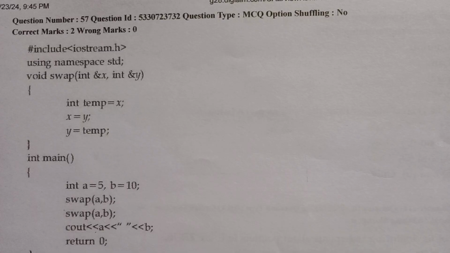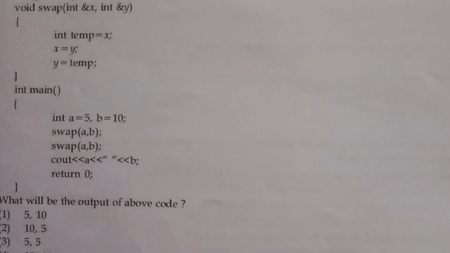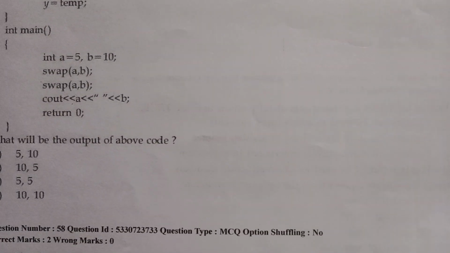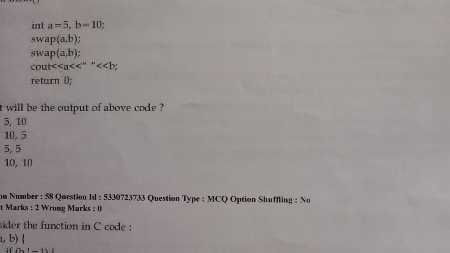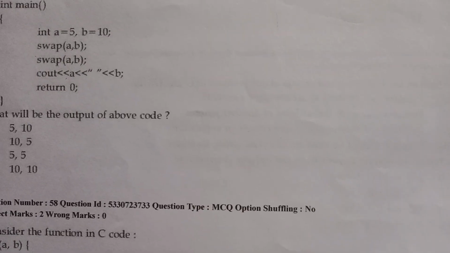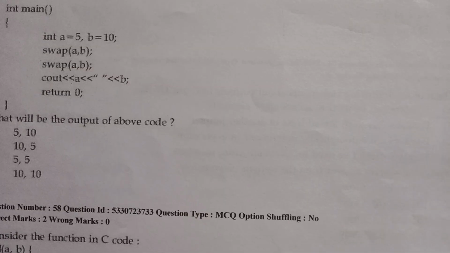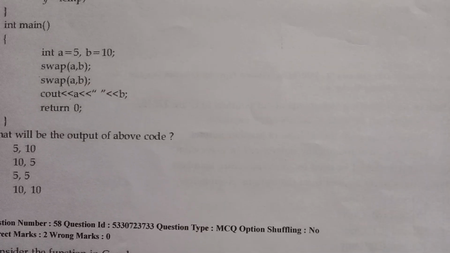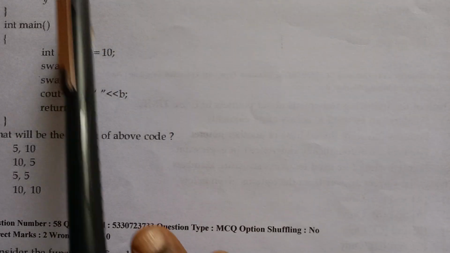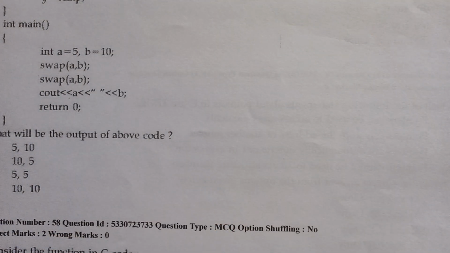Next, problem number 57. Here you have a swapping program, that is we have main with a equal to 5 and b equal to 10, and swap a b, and then you output the values of a and b. So here you are passing the addresses, ampersand x and ampersand y. So let us see the output.